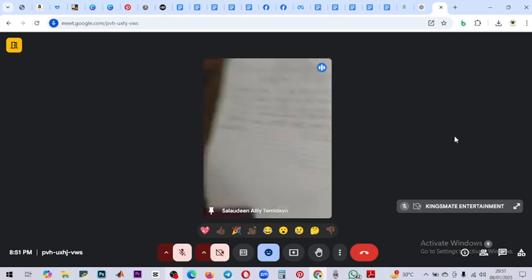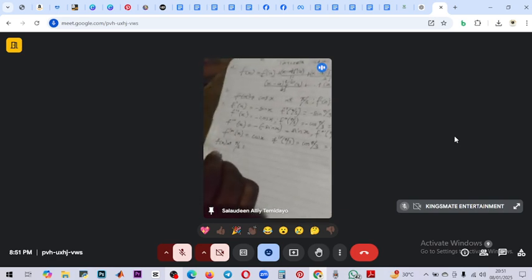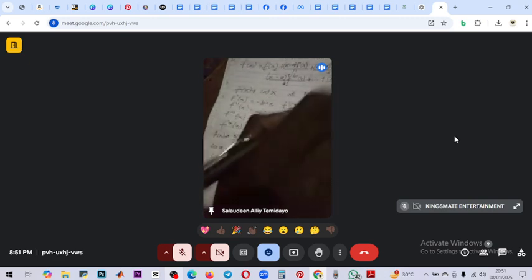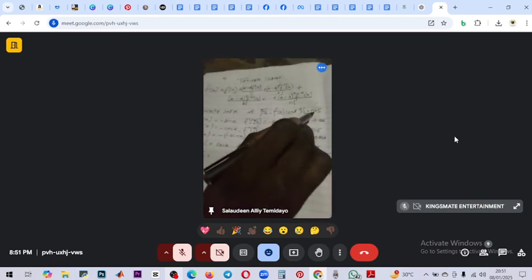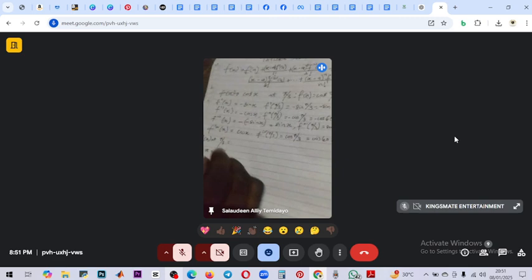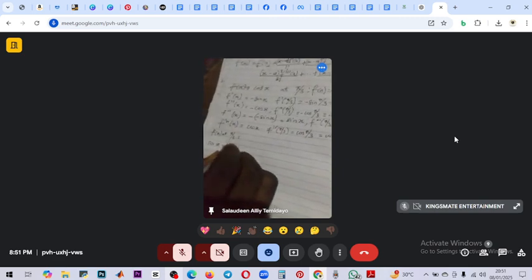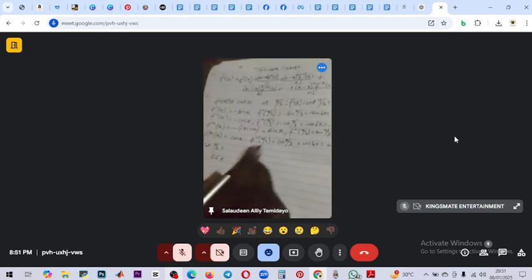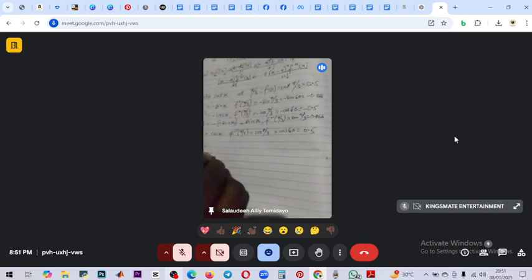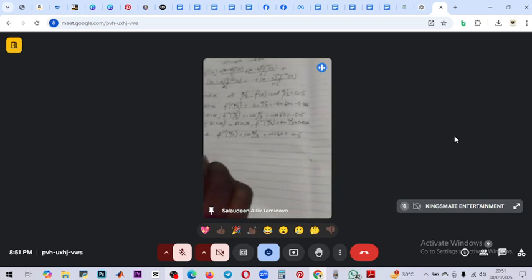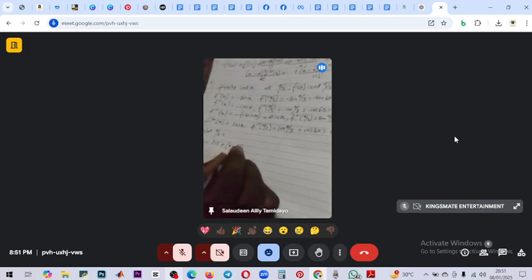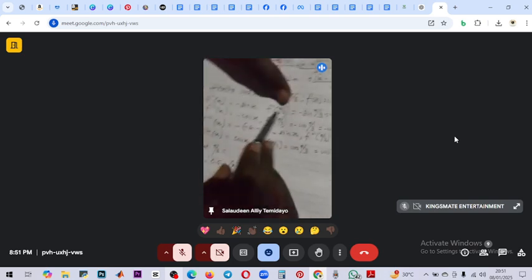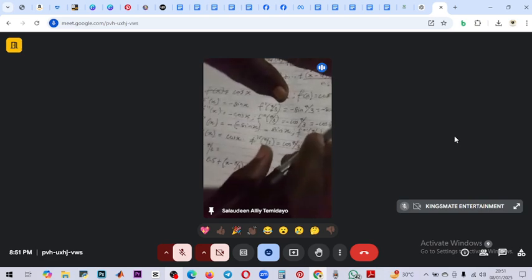So f of x, that is cosine x at pi over 3, would be f of a, that is f of pi over 3. What was f of pi over 3? 0.5. That's 0.5 plus (x minus a), that is x minus pi over 3, times f prime of a. What is f prime of a? That's f prime of pi over 3.